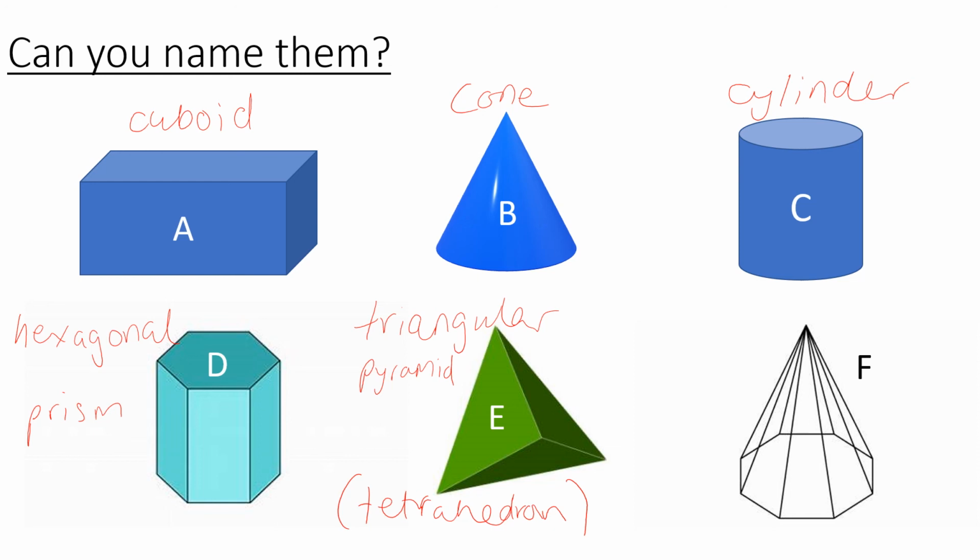And finally, F. This has 8 sides around the bottom and it's a pyramid, so it's an octagonal pyramid.